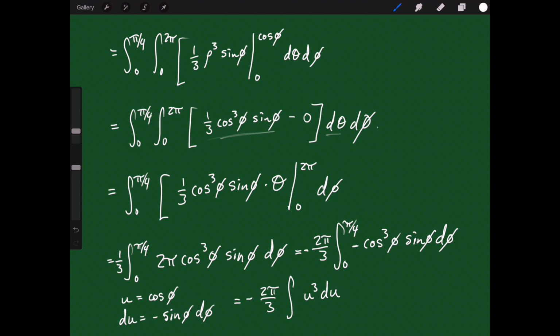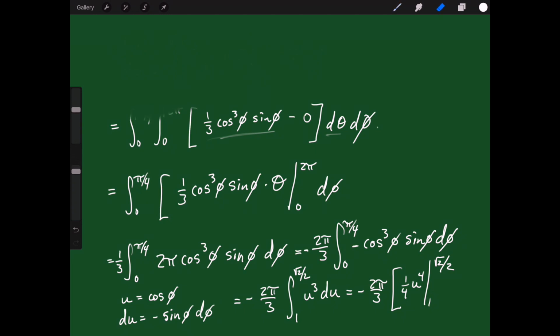So if phi is 0, cosine of 0 is 1. And if phi is pi over 4, cosine of pi over 4 is root 2 over 2. So now I'm ready to take an antiderivative with respect to u, and I get negative 2 pi over 3 times 1/4 u to the 4th, evaluated from 1 to root 2 over 2. Okay, we're almost done. Let me erase some of this up here, and we will finish up.